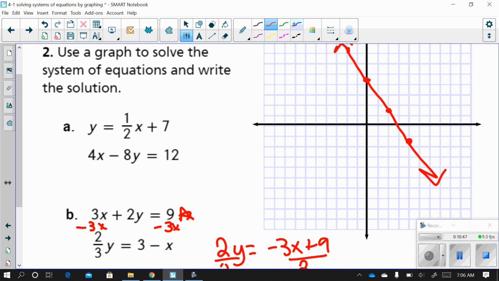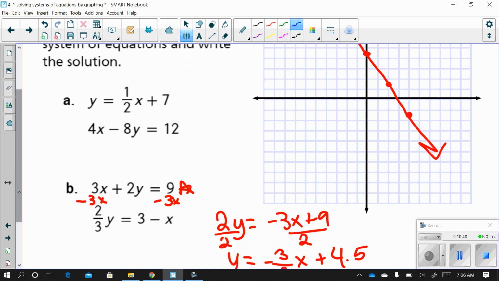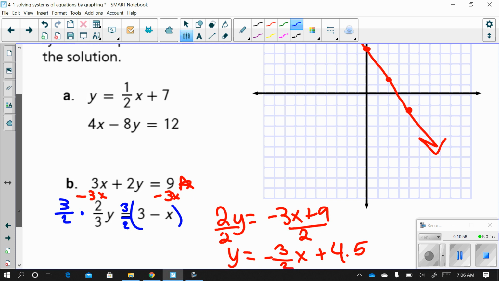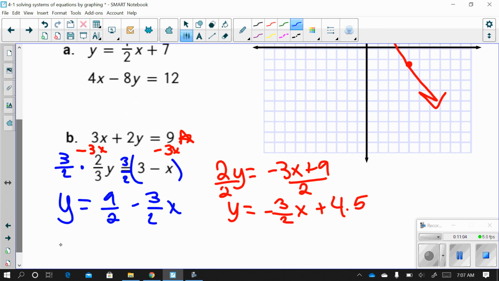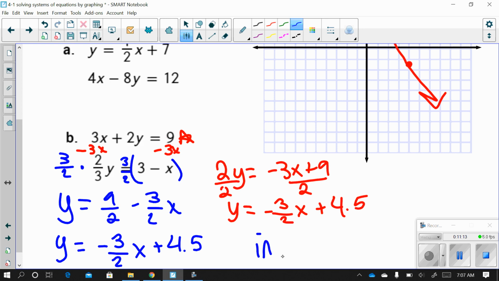If I focus on my other line, I need to divide by 2/3, or the same thing as multiplying by 3 halves. Be careful over here, you do it to the whole side. This gives me y equals 9 over 2 minus 3 halves x, or y equals negative 3 halves x plus 4.5. Oh, they're the exact same line. What does that mean? Infinite solutions.